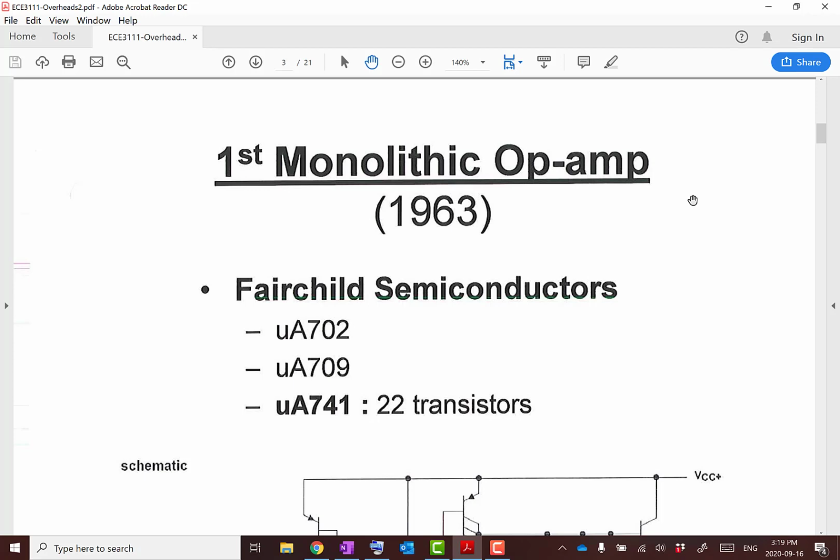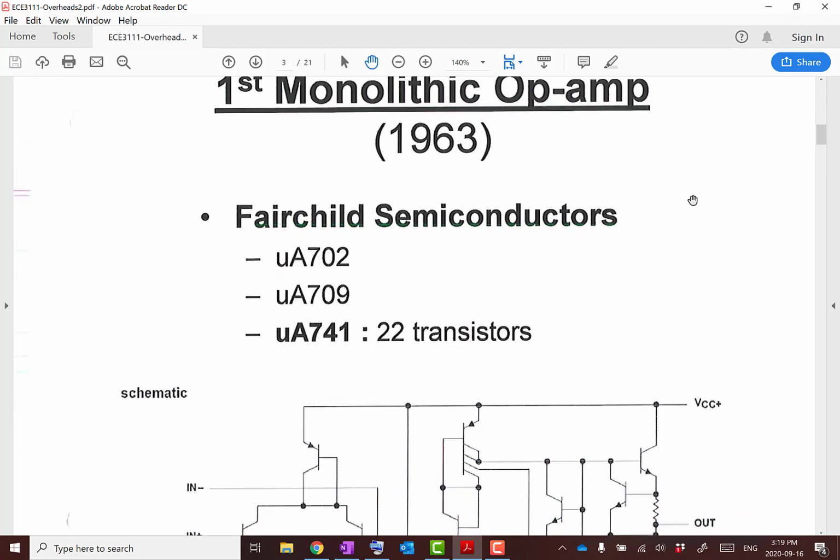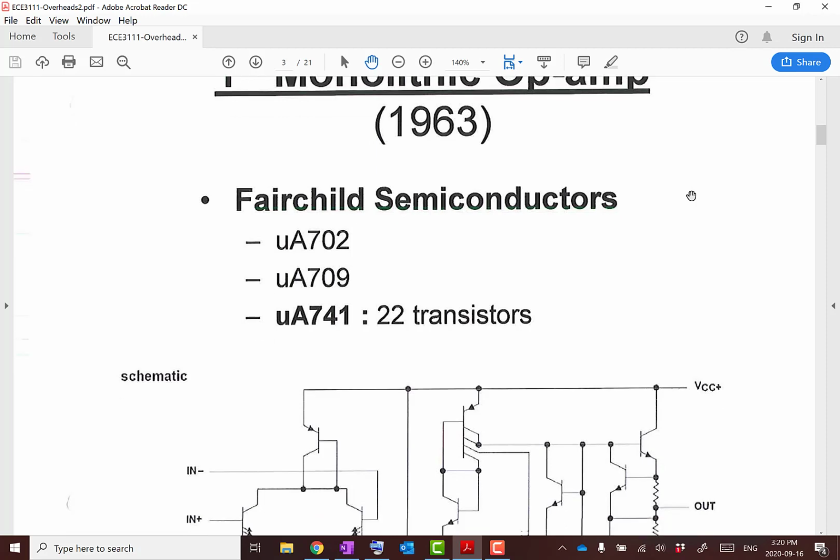So a guy known as Bob Widlar back in 1963 was working at Fairchild Semiconductor and came up with initially the ECE3111 op-amp, which eventually was succeeded by the ECE3111, which was then followed by the ECE3111, which was really the first op-amp that became very popular, and many textbooks and resources that introduce op-amps still tend to use the ECE3111 as kind of the introductory op-amp device that they refer to.